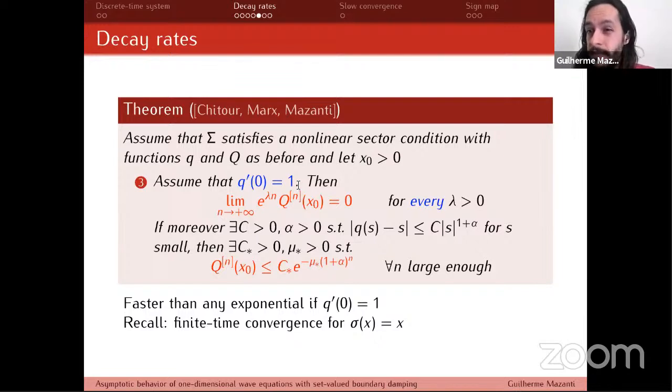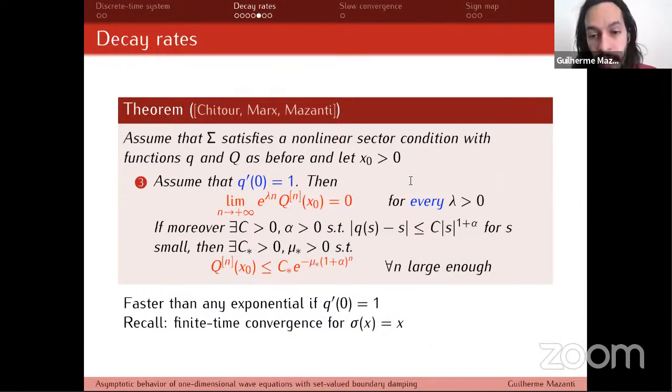to recall what happens in the case where Q of x is equal to the identity. In this case, we have convergence to zero in finite time. And here, essentially, this means that we are tangent to this case at the origin. Being tangent to this case at the origin, what you can prove is that we decay faster than any exponential. So the limit of exponential of lambda n times Qn of x0 is equal to zero for every lambda here. So we decay faster than any exponential.